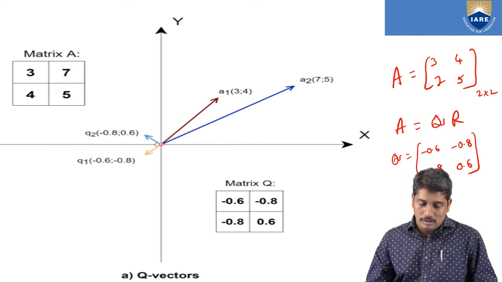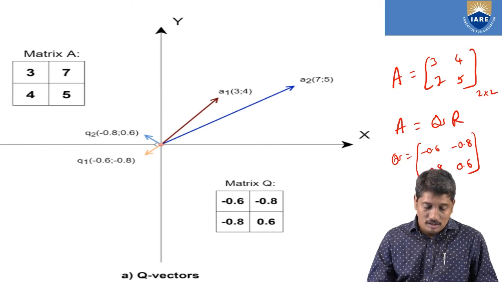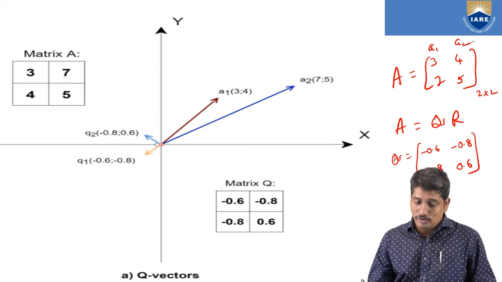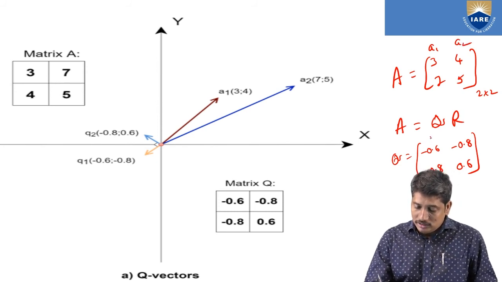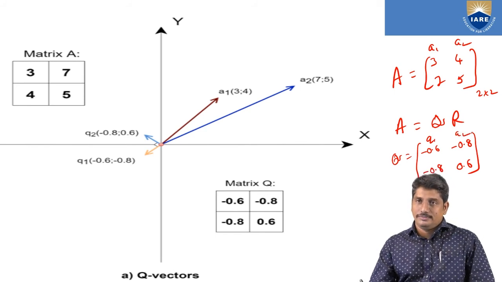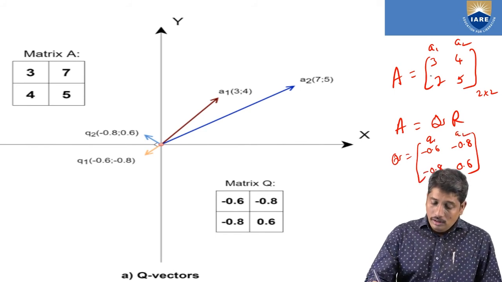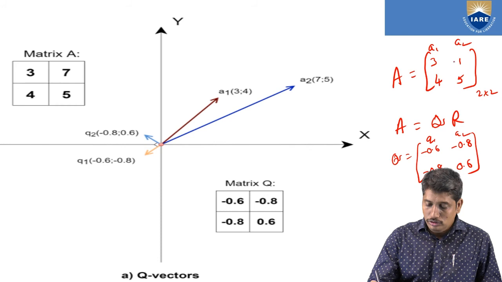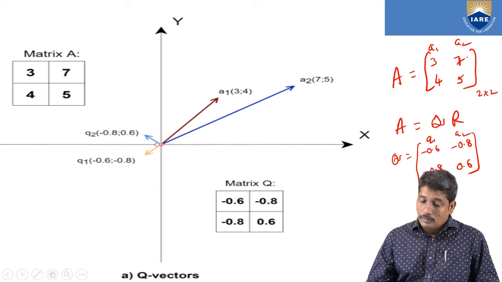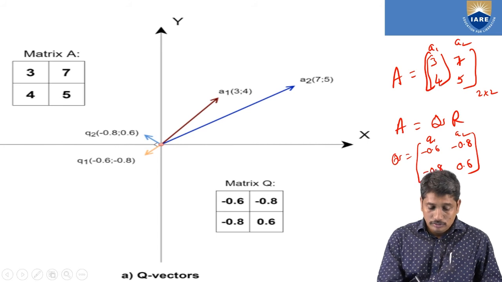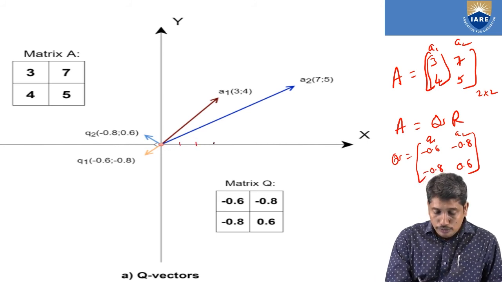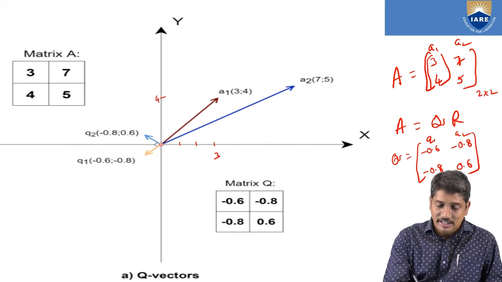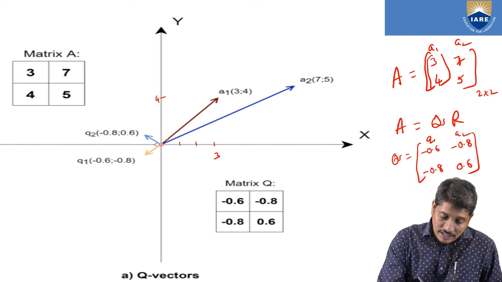Now let us plot the original vectors, that is A1, A2, on the xy plane, as well as the resultant Q vectors, that is Q1, Q2, on the same xy plane, and let us check how they are behaving. See here, this is 4, this is 7. Now let us consider the first vector 3, 4. So this is 3, this is 4. So the vector will be this red line. This red line is our A1.